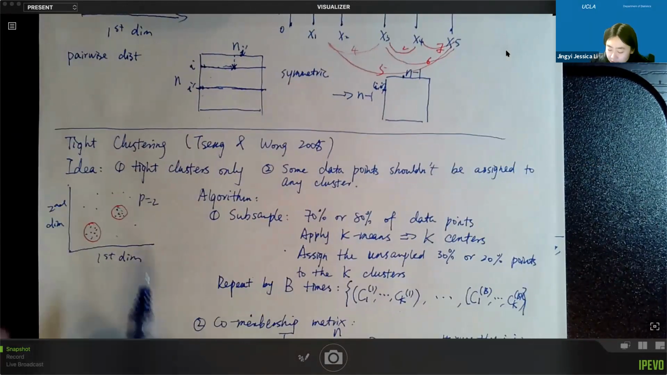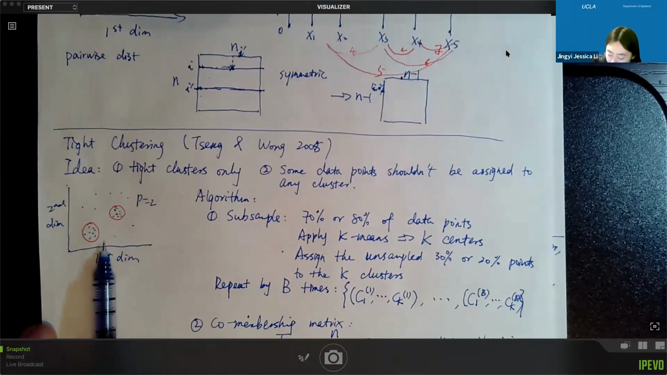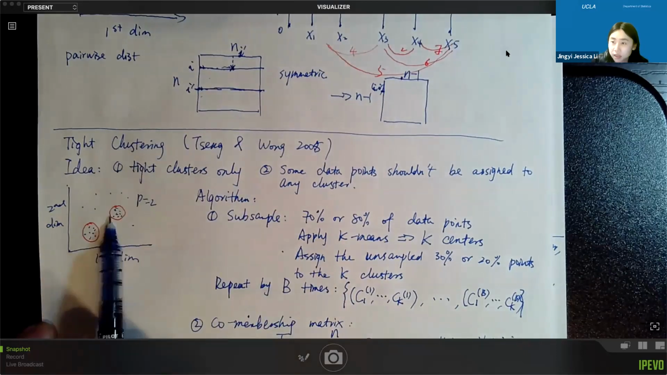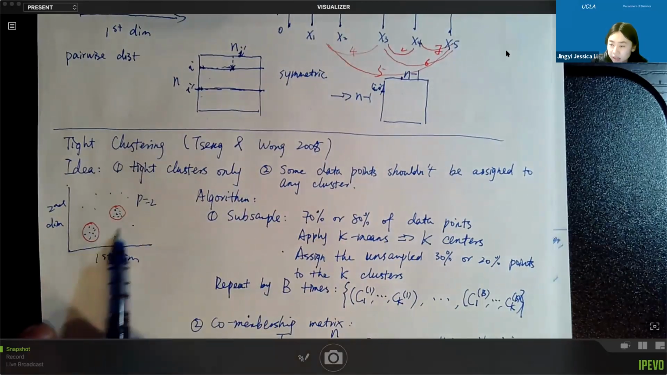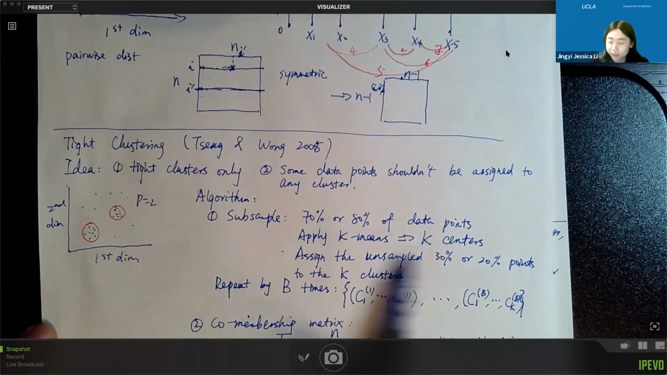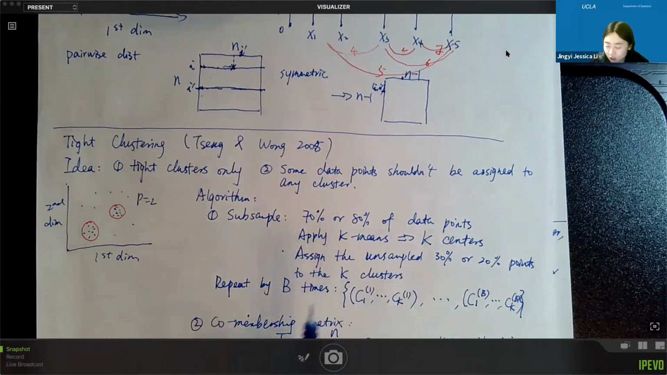In tight clustering, what we're doing is that we're not just looking at the pairwise Euclidean distances, but we're looking at the stability of the clusters. So the stability is in the sense that no matter how we perturb our data by doing subsampling, we can always find these points within one cluster by k-means clustering.